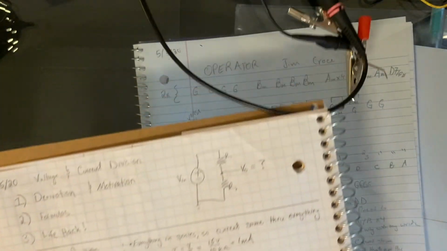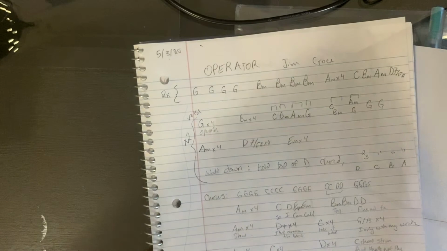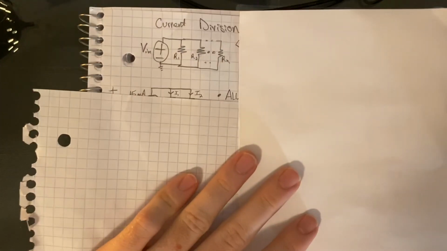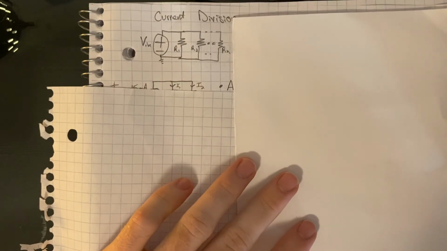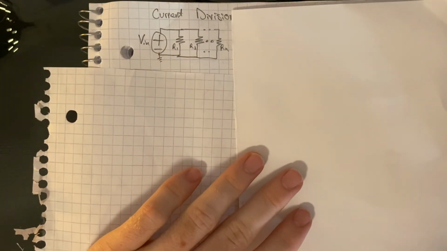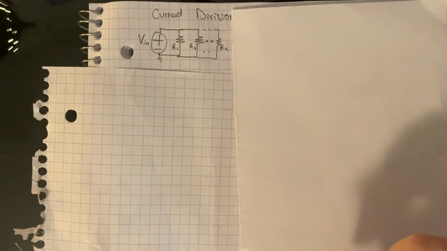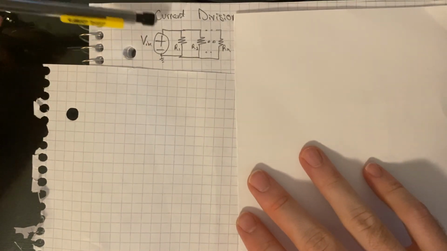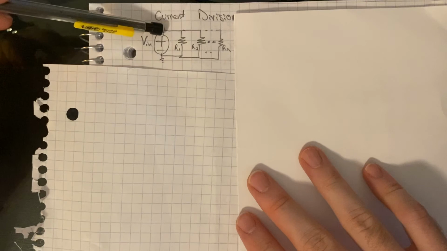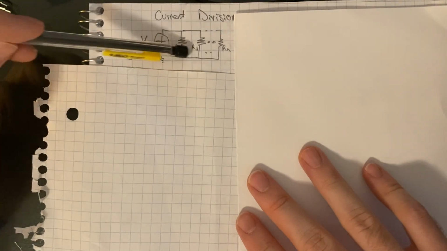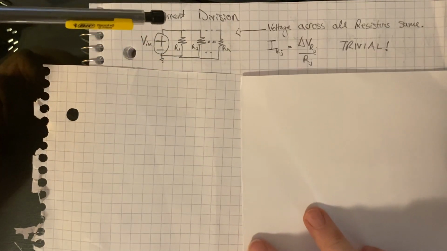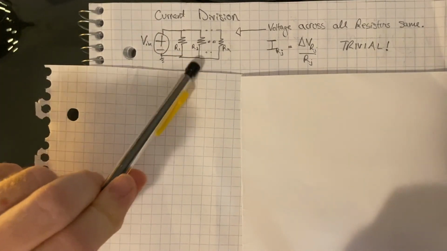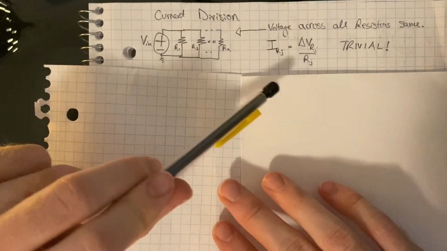Now let's look at current division. So let's say we have a situation like this and we want to find the current through all these resistors. Well, that's pretty trivial because we already know the voltage across all of these resistors. See, the nodes here are the same. They're all common to both terminals of the resistors. So the current through R1 is just V in over R1. The current through R2 is just V in over R2, and so on.